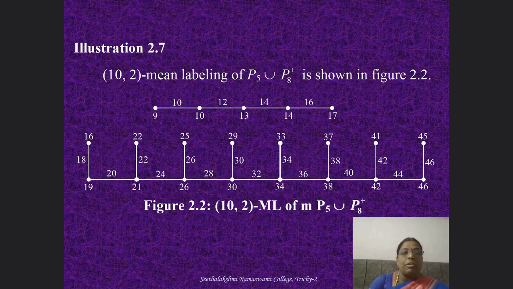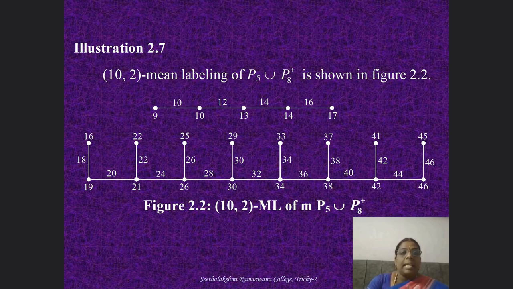For all the four cases, we have the illustration here. So this is the illustration for the 10, 2 mean labeling of P5 union P8 plus. First we label the vertices as 9, 10, 13, 14, 17, 16, 19, 22, 21, 25, 26, 29, 30, 33, 34, 37, 38, 47, 42 and 45, 46.